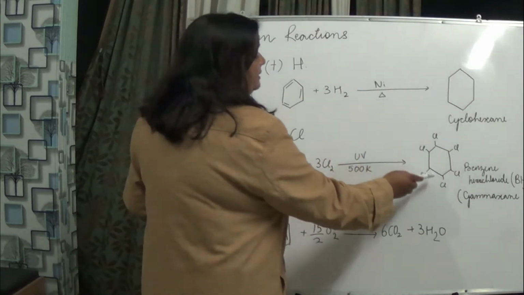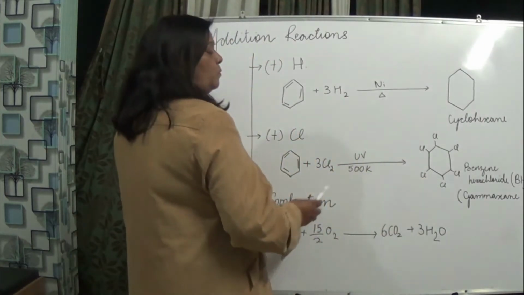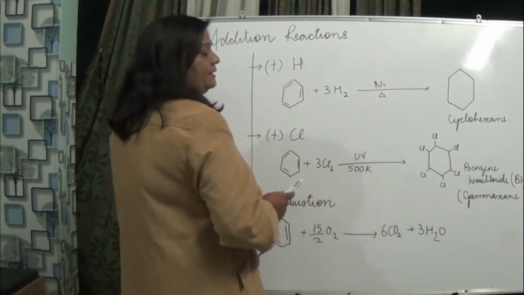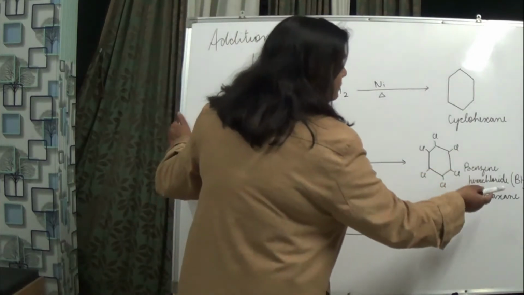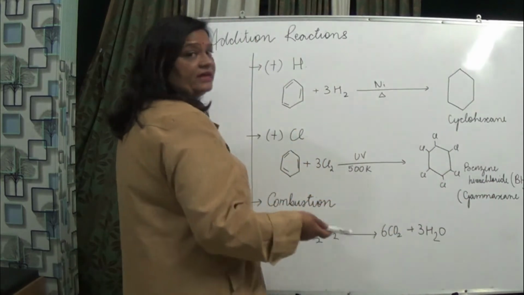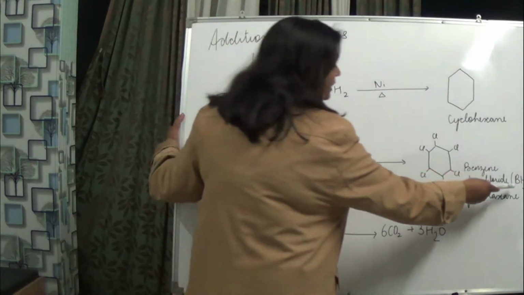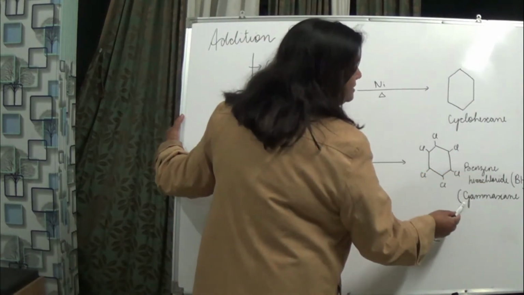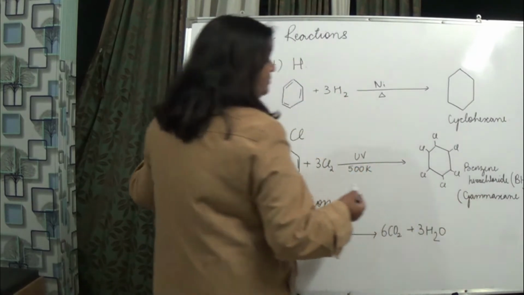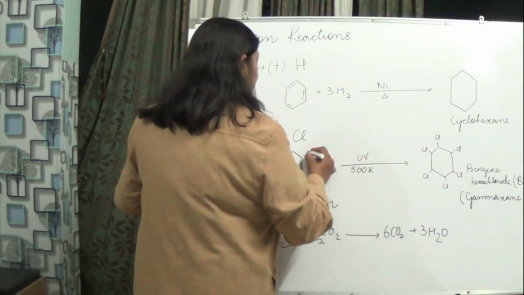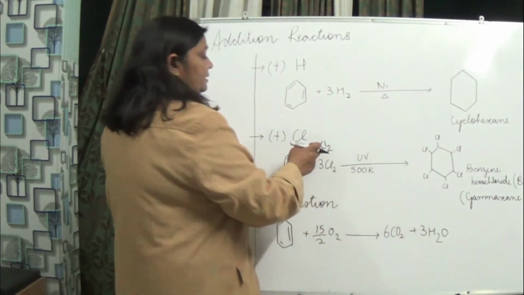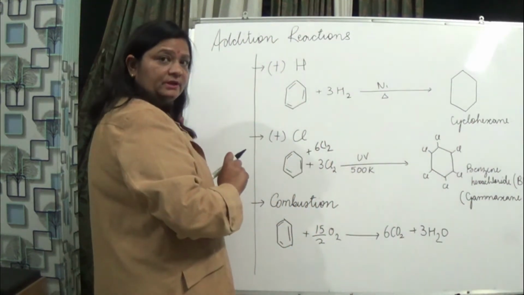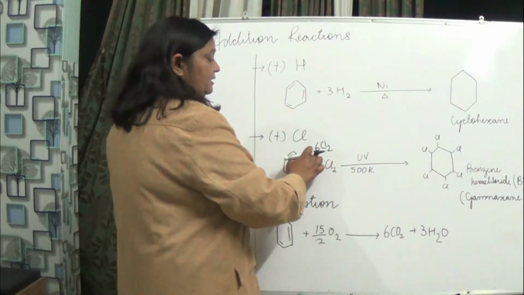Thereby you will see that over here they form what? A totally single-bonded compound, that is benzene hexachloride, and commonly we write it as BHC, and commonly we call it gammexane. Now if we add 6Cl2, here the number of molecules of chlorine has been increased, it is 6Cl2.